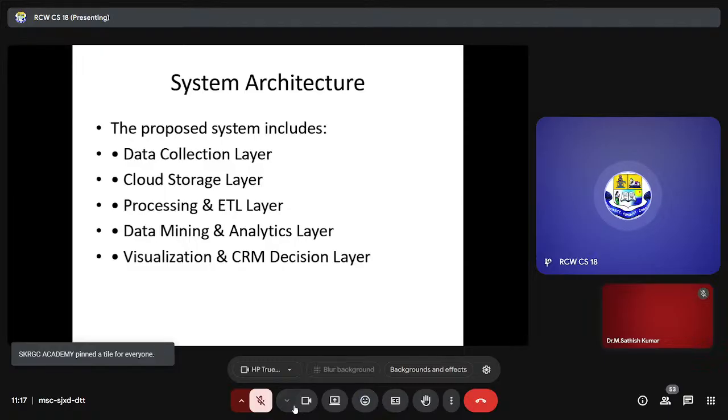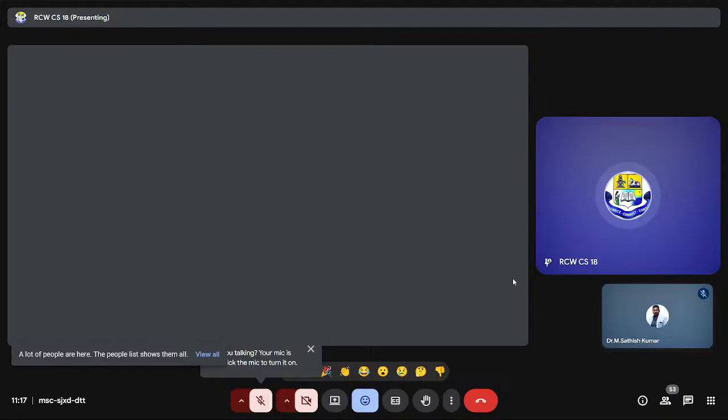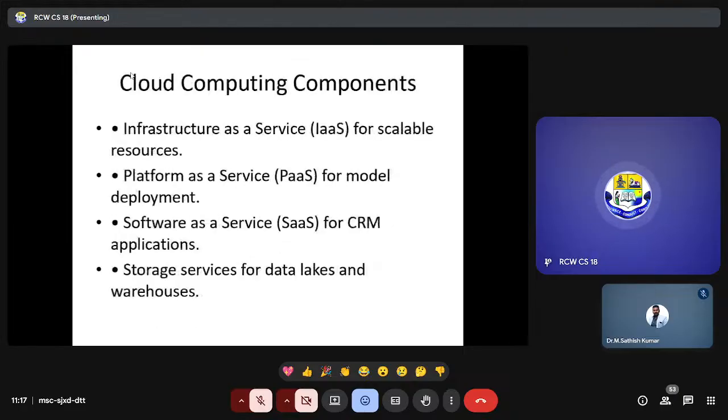The proposed system includes data collection layers, cloud storage layers, processing and ELT layers, data mining and analytics layers, visualization and CRM decision layers. Proposed methods. Step 1. Collect data from multiple CRM sources. Step 2. Store and process data in a cloud environment. Step 3. Apply data mining algorithms for segmentation and prediction. Step 4. Visualize the insights using a dashboard. Step 5. Evaluate the model performance and the business implementation.